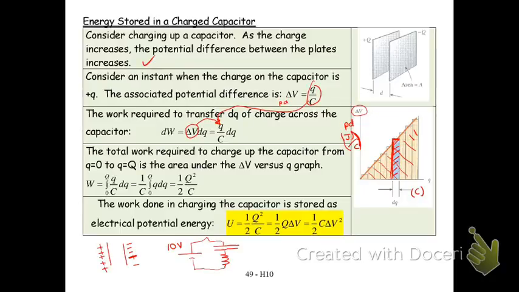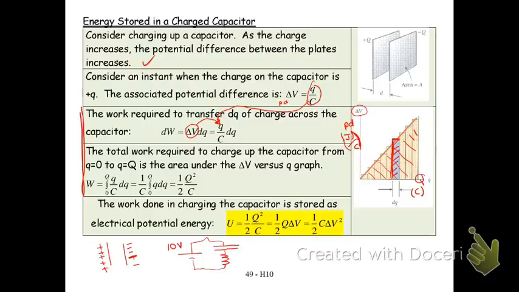So it's the integral of Q over C dq. C is constant, so it comes outside. The integral of Q dq, I can do that. It's going to be Q squared over 2. So that gets me a half Q squared over C, where Q is the big Q for this. So that's the calculus way of doing it.